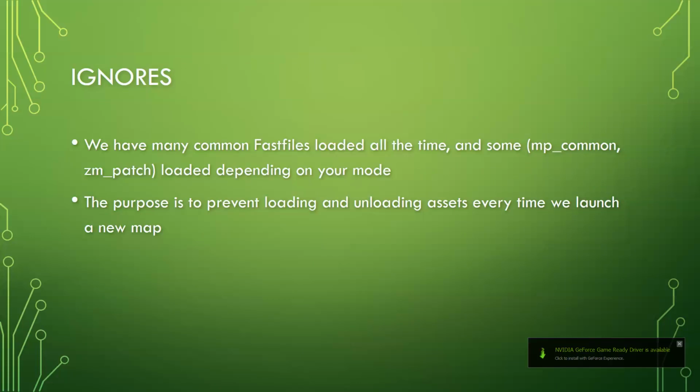Okay, so I kind of touched on this a little bit, but one of the purposes of the class files is to define which other fast files a fast file ignores.